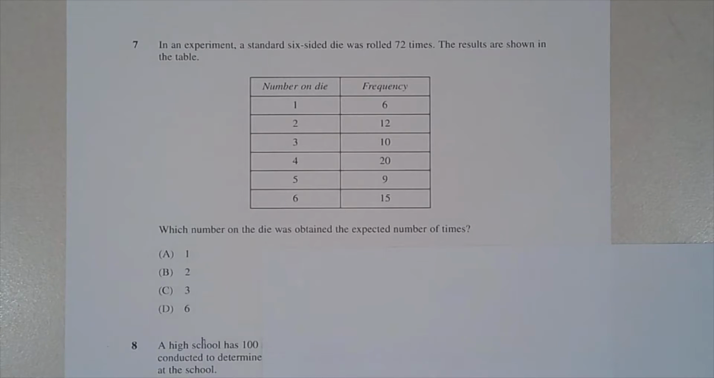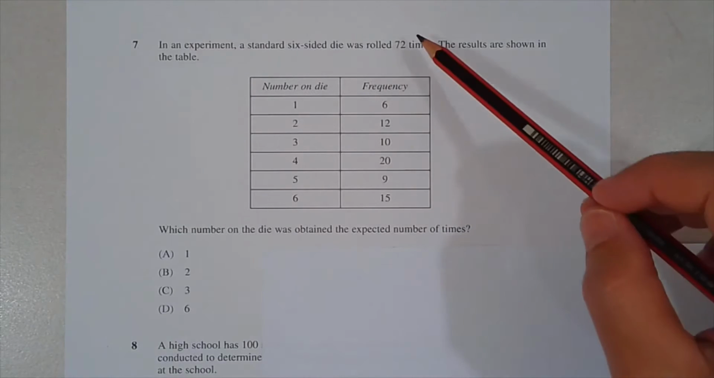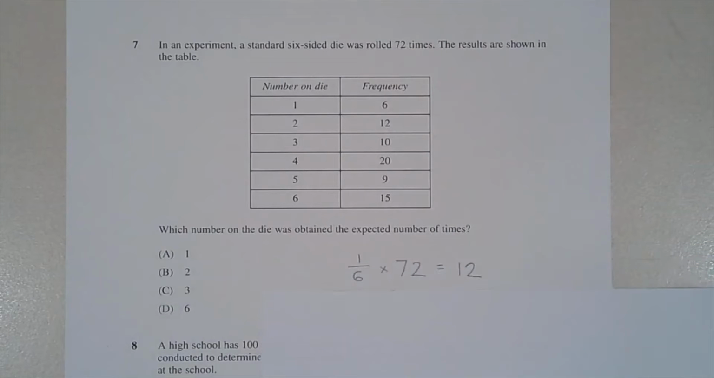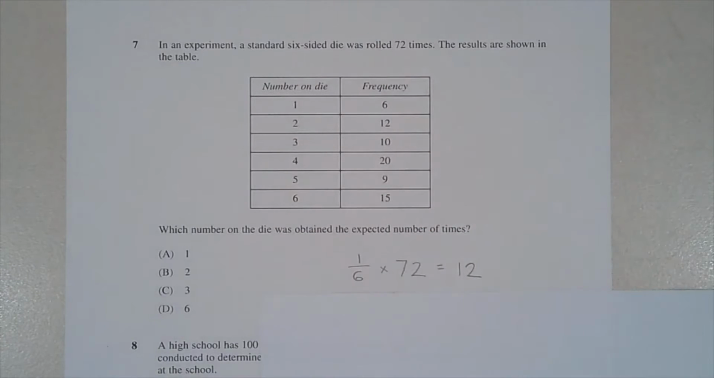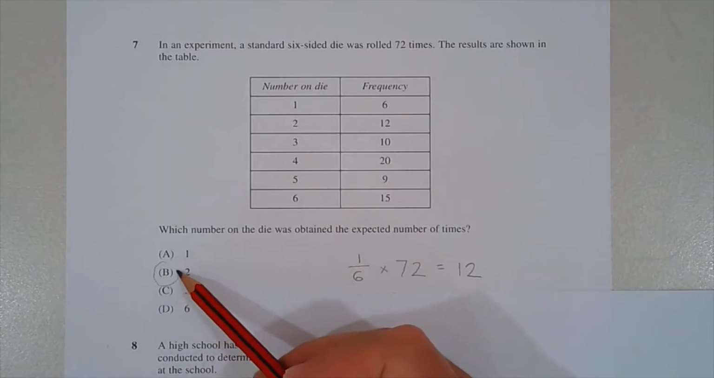Question 7. In an experiment, a standard 6-sided die was rolled 72 times. The results are shown in the table. Which number on the die was obtained the expected number of times? So each one of these outcomes has a 1/6 chance of occurring. So the expected number of times should be 1/6 of 72, which is 12. And the outcome that occurred 12 times, according to this experiment, is 2. So the answer is option B, 2.